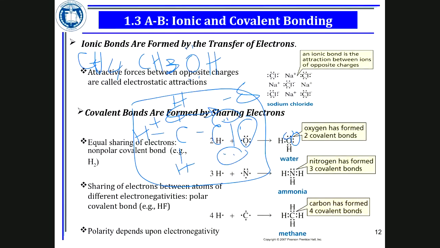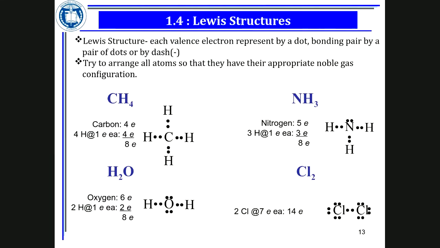Okay, nitrogen. You get one pair of unshared electrons on nitrogen. This is the Lewis structure for methane, and then we have the Lewis structure for NH3 or ammonia.